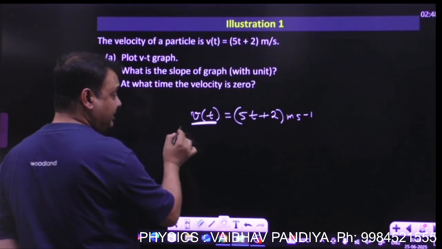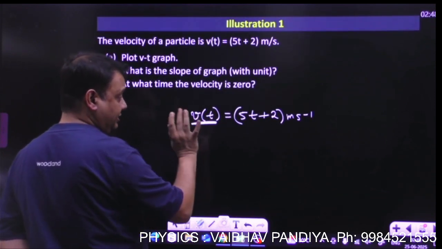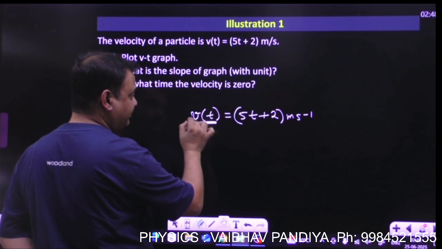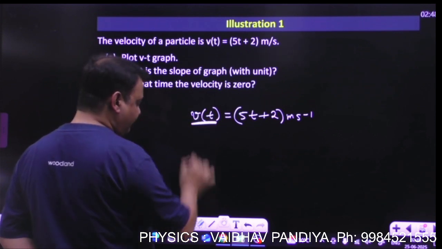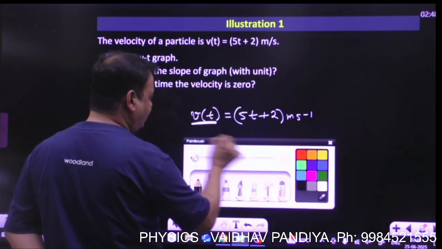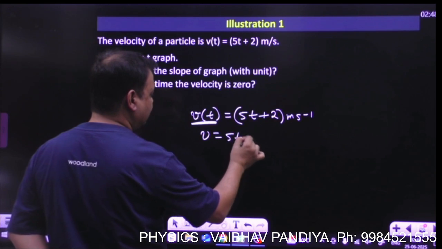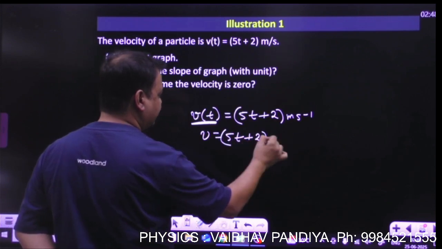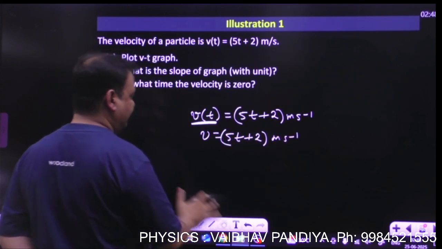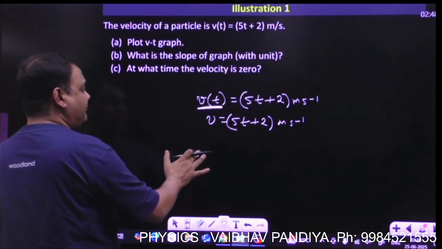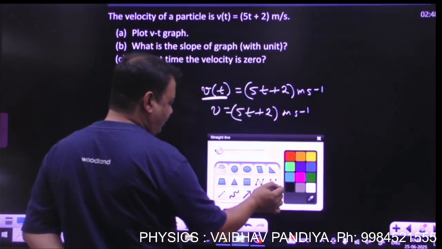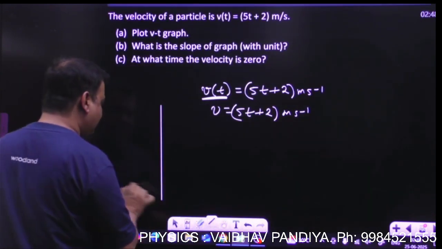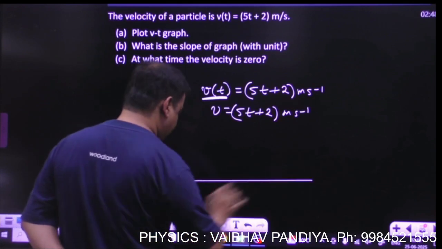Remember, this does not mean that you are multiplying v and t. You remember this basic notation of function we have seen? This is velocity as a function of t. In some books, it could also be given like this, without mentioning t in bracket. Both are carrying the same meaning. Now the v-t graph, or v versus time graph, or v against time graph.